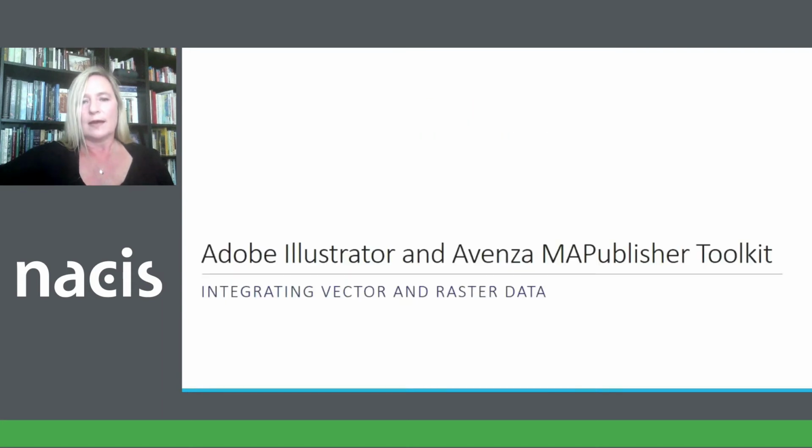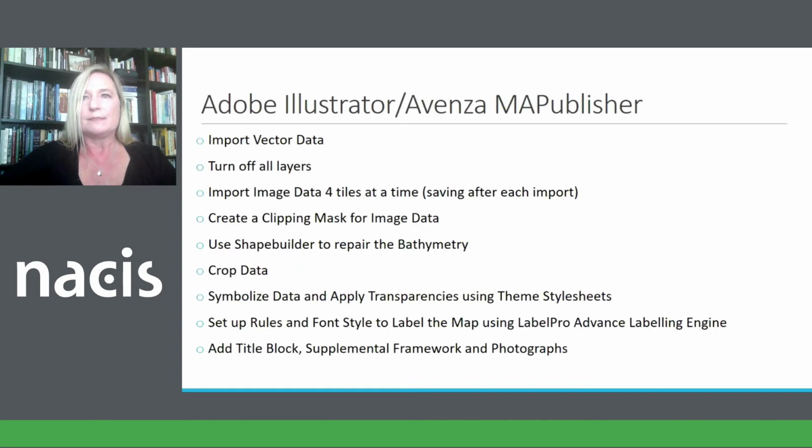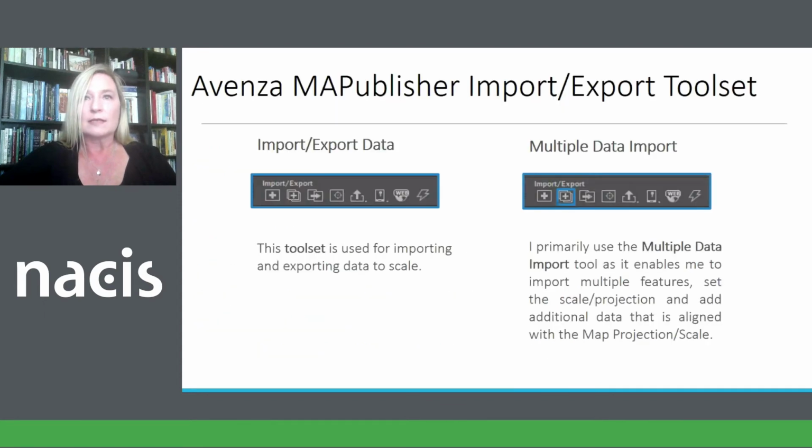And this I had to tile down to 4 tiles. And I was able to import those fairly easily. So now I bring it all into Adobe Illustrator using Avenza MAPublisher. And I learned quite a bit along the way. I had lots of crashes, lots of roadblocks, but then I found the best way to do it.